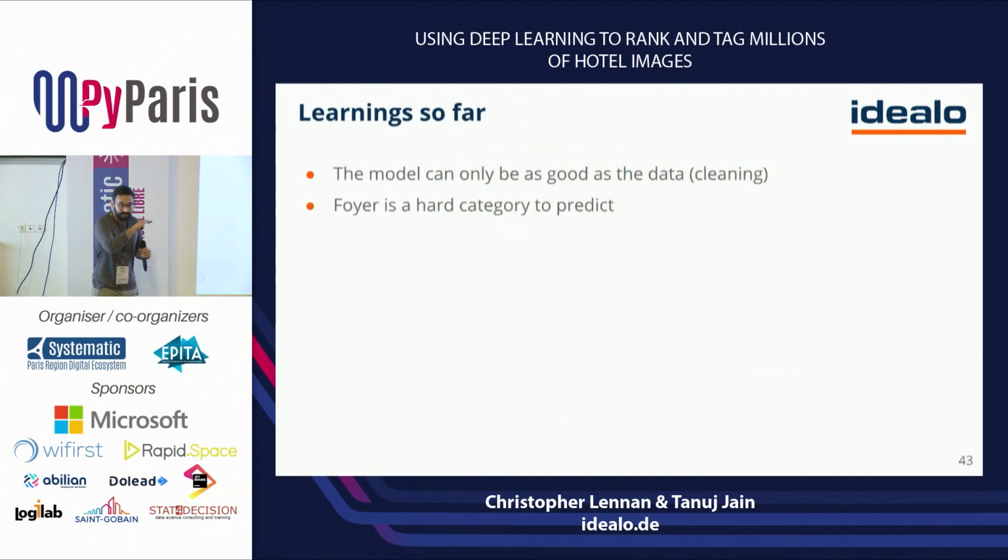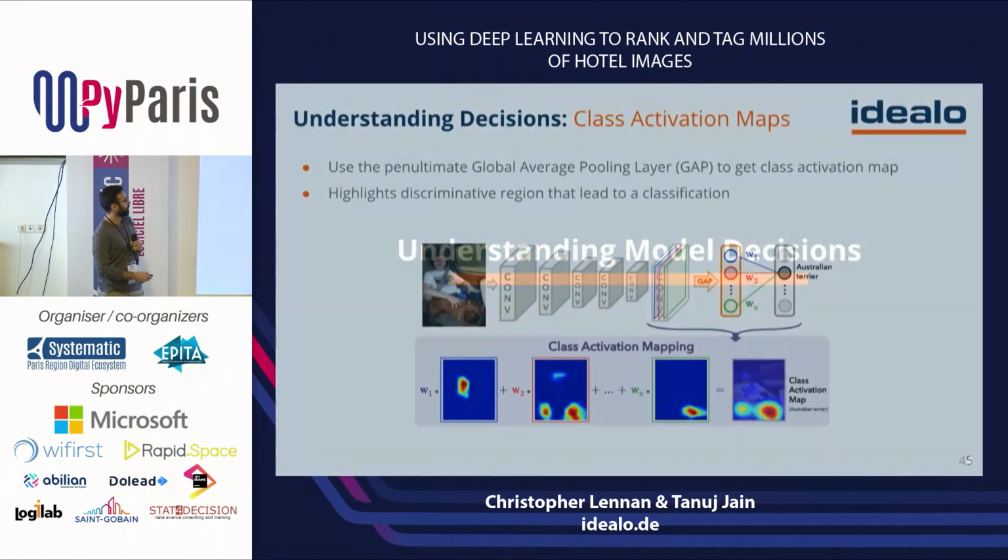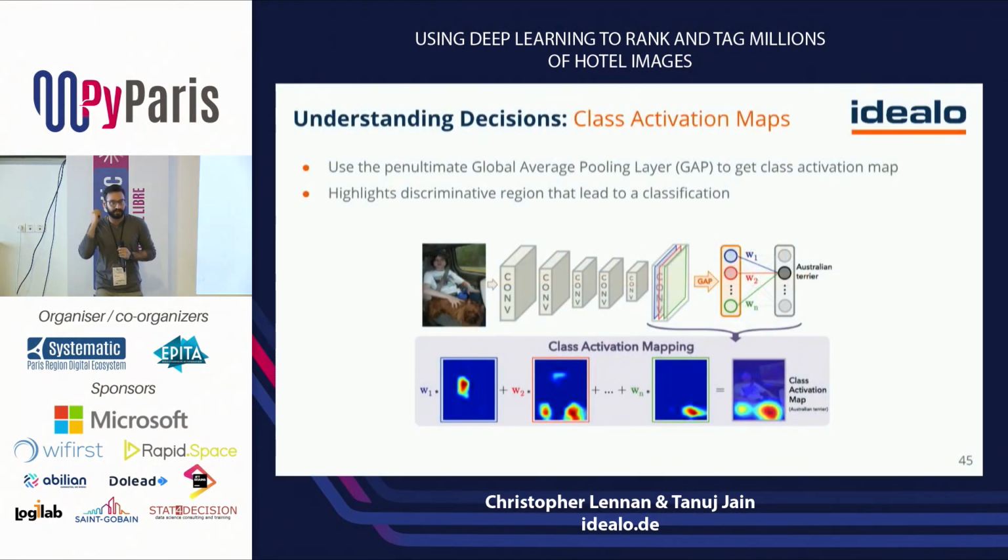So the key learning till now is your model can only be as good as the data. You have to clean, you have to augment. And foyer for us has been a hard category to predict. The next section is about understanding model decisions. Neural networks are usually accused of not being very interpretable, right? I throw an image, you have some output, and you don't know why the network made the decision. So we explored a technique called CAM. This was developed by folks at MIT.